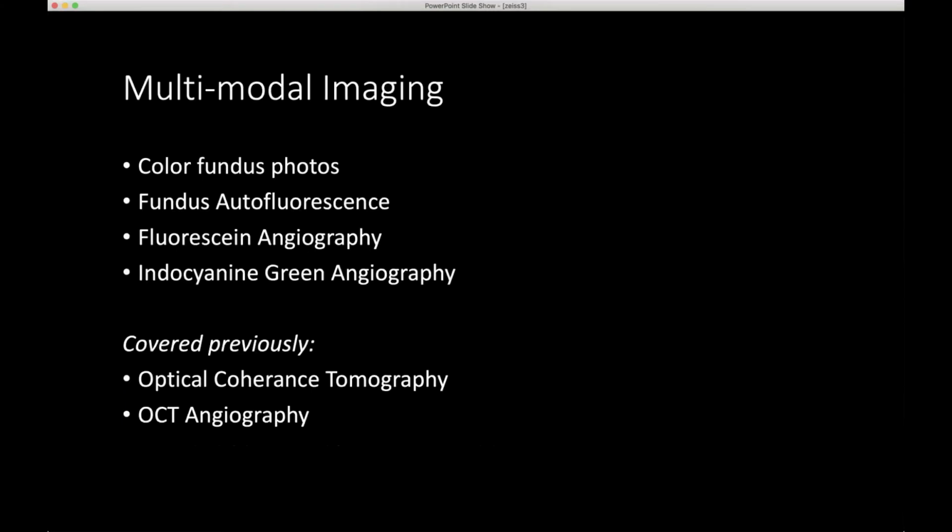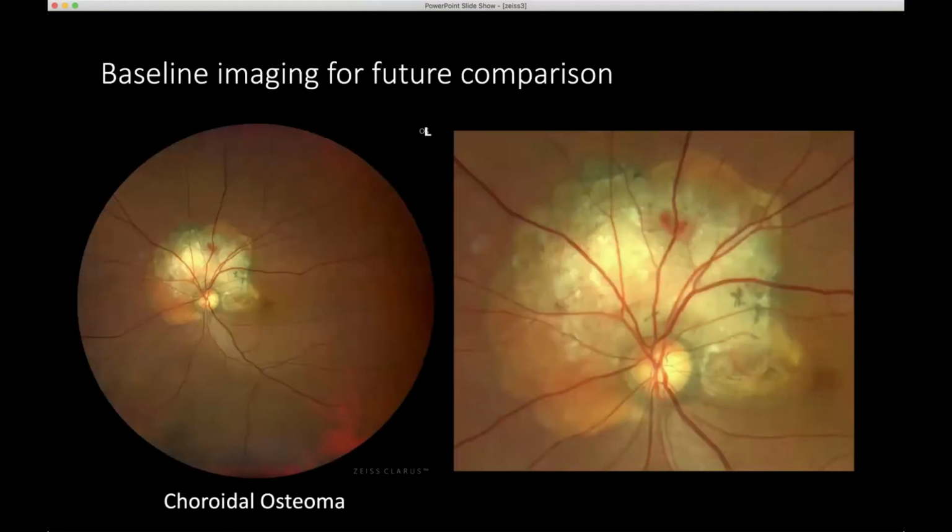So we're going to be talking today about multimodal imaging, including color fundus photos, fundus autofluorescence, fluorescein angiography, and ICG angiography. I find fundus photography to be especially helpful in a number of instances when taking care of patients, and it's helpful to have an organized way of looking at the photos, focusing on the vitreous, the disc, the vessels, macula, and the periphery. Often I'll use it as a baseline imaging for future comparison.